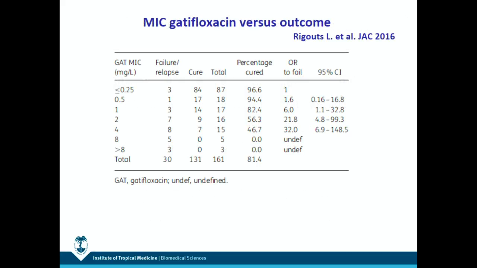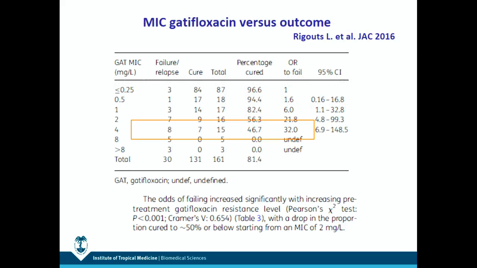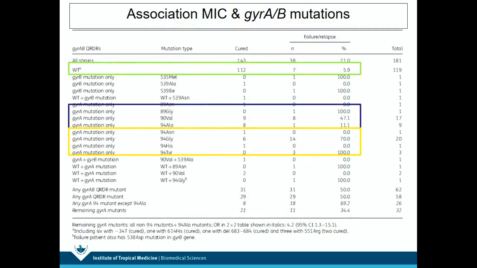So to come back to the MICs, we did more intensive analysis on this, and here you can see the MICs for gatifloxacin versus the cure, and you can clearly see if you go above 2 microgram per milliliter, you see a significant drop in the cure of the patients, which is similar to the mice findings.